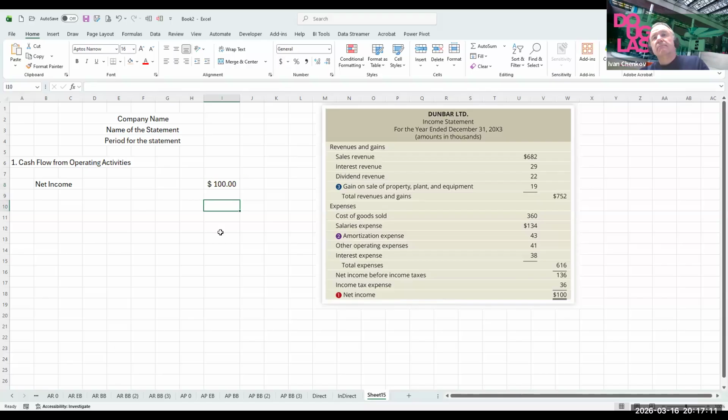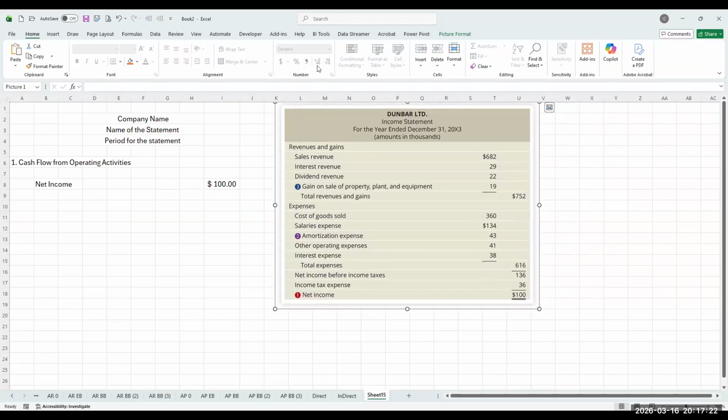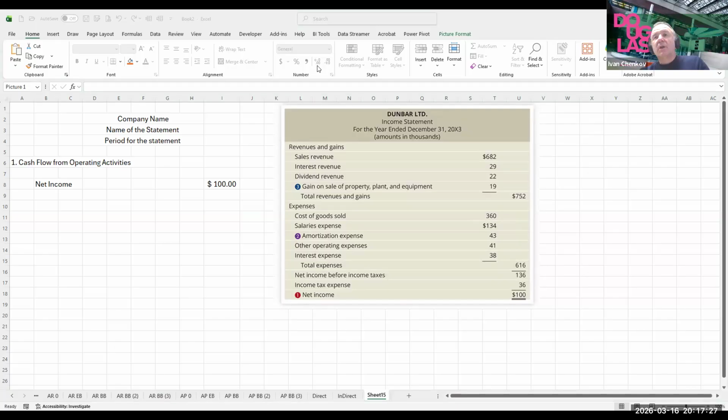Can you guys see it? Yeah, I can see it. It's on the bottom. Right. Okay, let's keep going now.